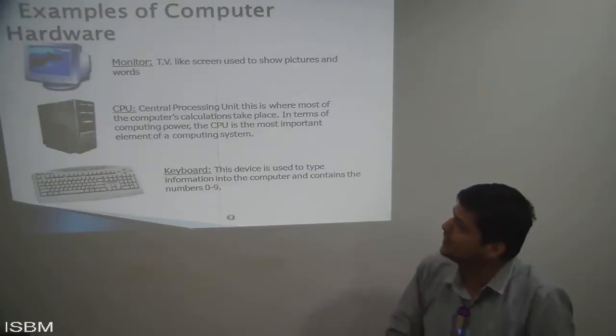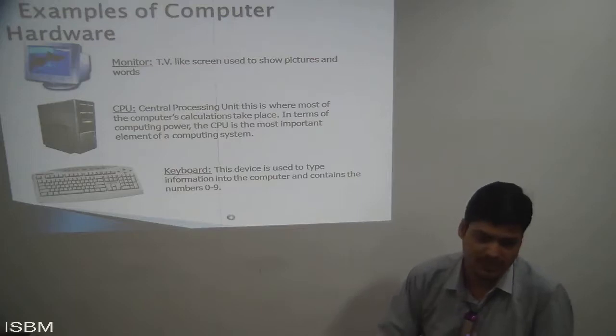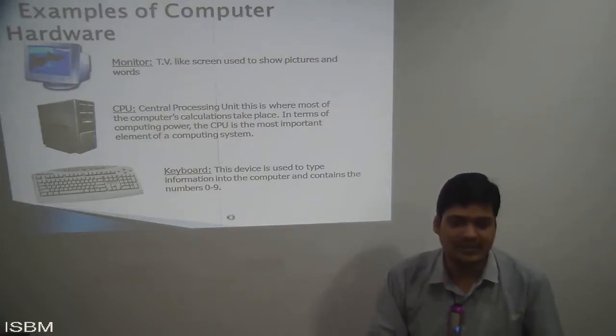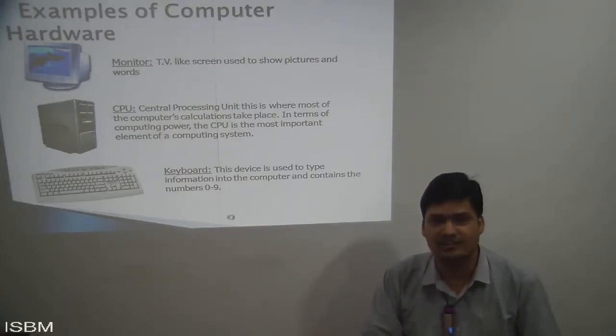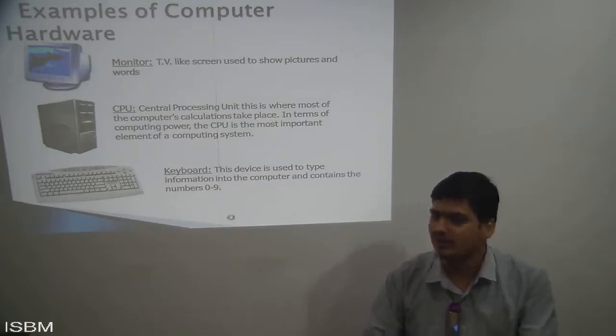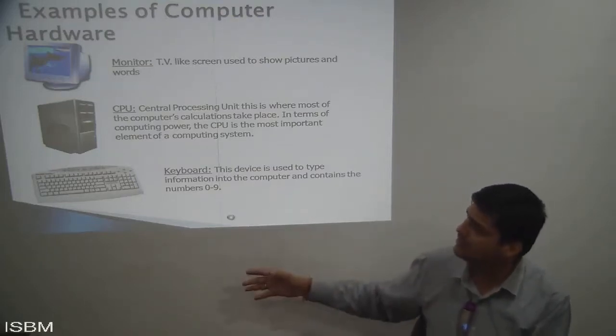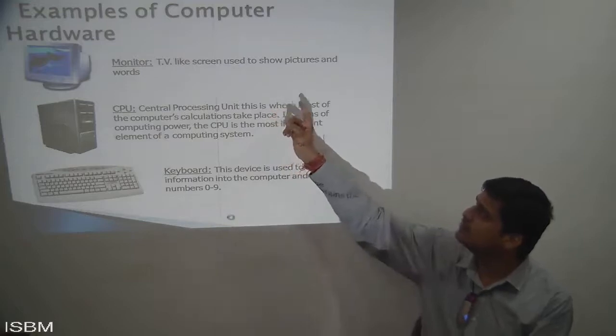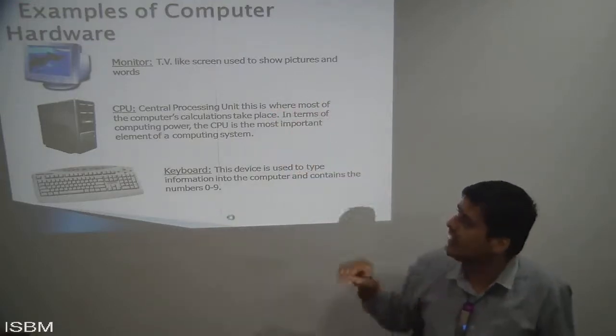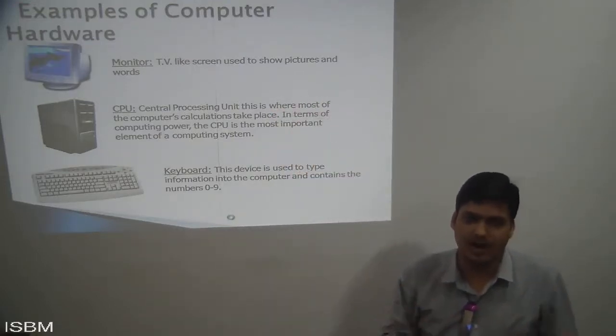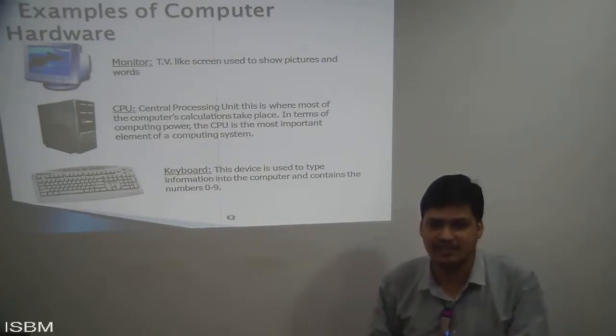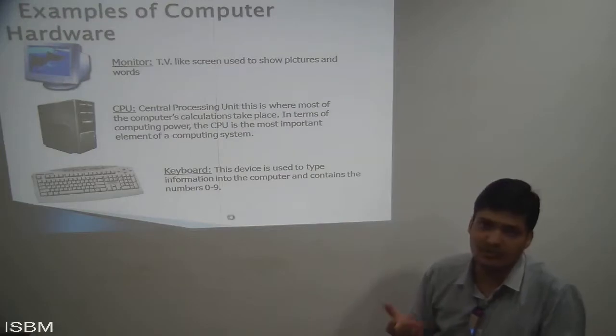An example of computer hardware is the monitor. Monitor is nothing but a TV-like screen used to show pictures and words. What we are doing here is using a kind of monitor. It is a screen used to show pictures and words. It's a kind of output device where we see the pictures and the words. Then the CPU.